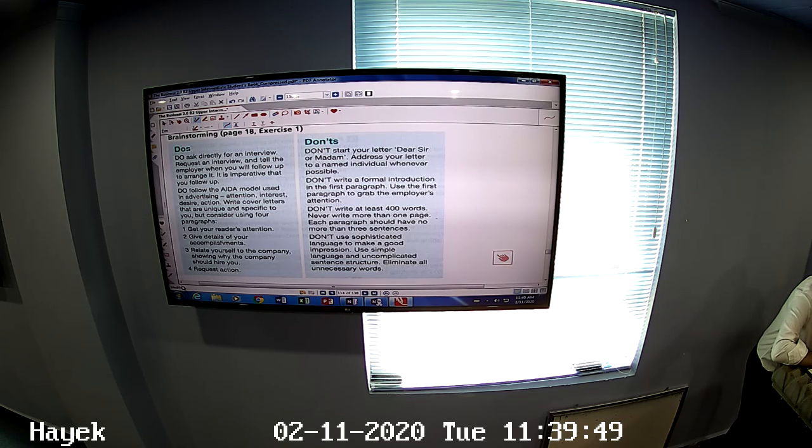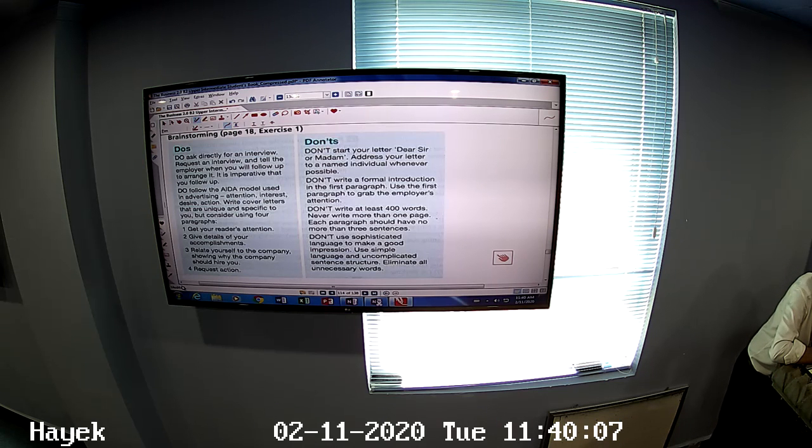Don't write a formal introduction in the first paragraph. Write something that will grab the employer's attention, make them listen to what you're saying. Don't write as many as 400 words. Never write more than one page for a cover letter.